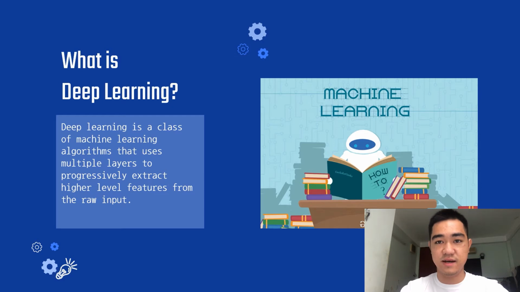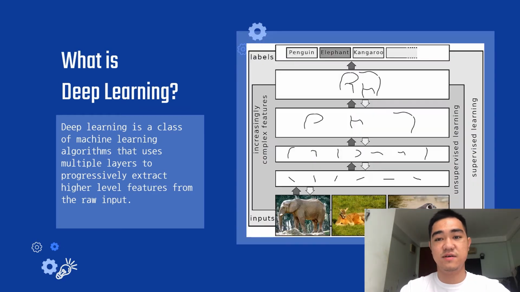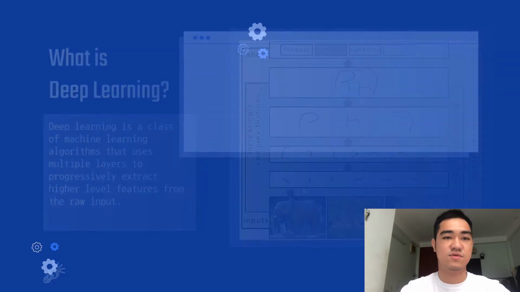My name is Huang An, and we will talk about the definition of deep learning in a nutshell. Deep learning is a class of machine learning algorithms that use multiple layers to progressively extract higher level features from the raw input. Look at the picture, for example. In image processing, lower layers may identify edges, while higher layers may identify concepts relevant to a human, such as digits or letters or faces. One more thing, the adjective deep in deep learning comes from the use of multiple layers in the network.